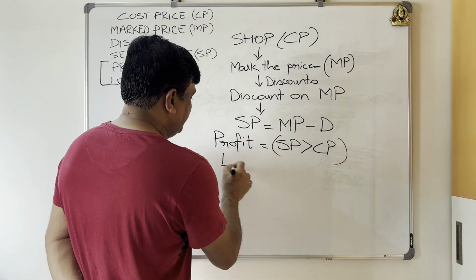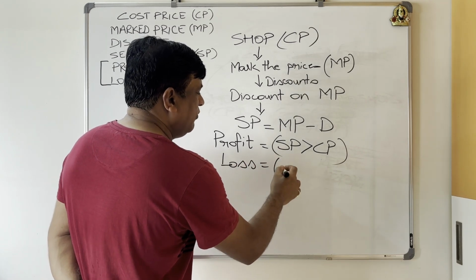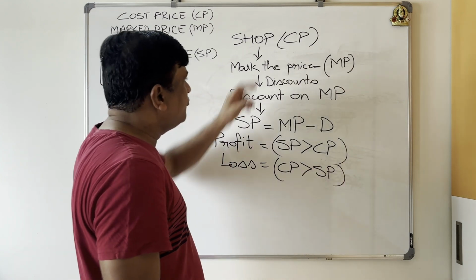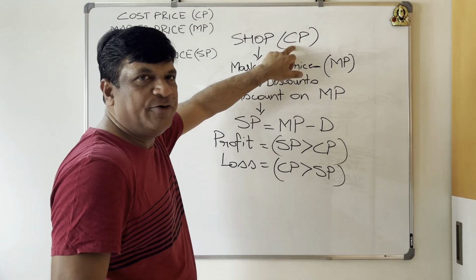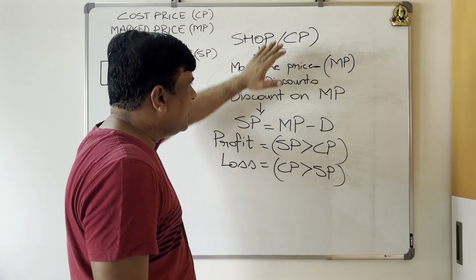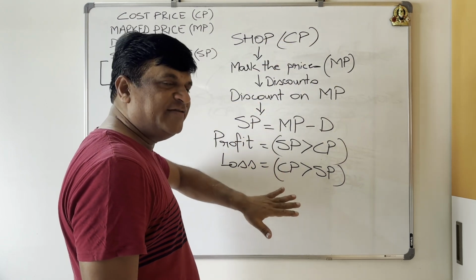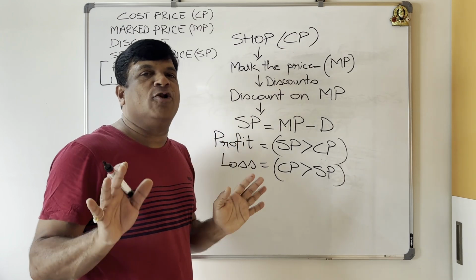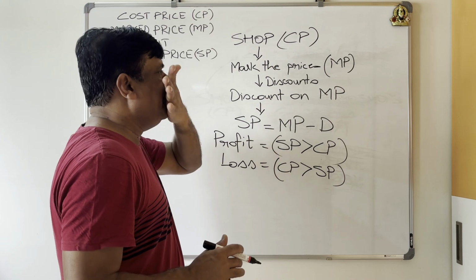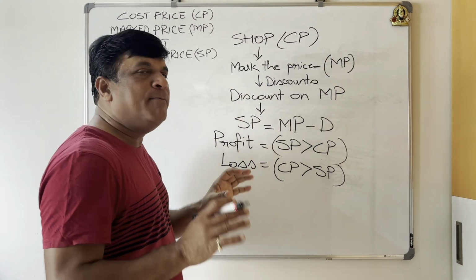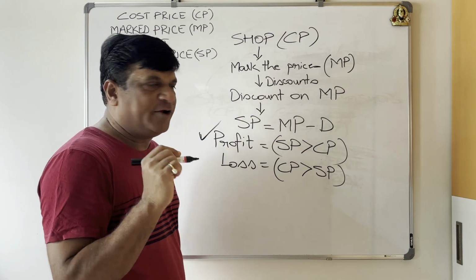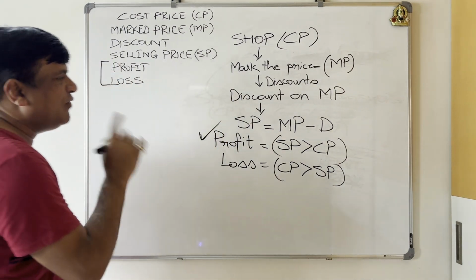And when a loss happens, simple, a loss will always happen when the cost price is greater than selling price, right? So if he has bought a product for 100 rupees and he's selling it for 80 rupees, he's making a loss. So in a normal scenario, none of the businesses make losses. Remember this always. They will always play out the numbers in such a way that they are always going to make profit.